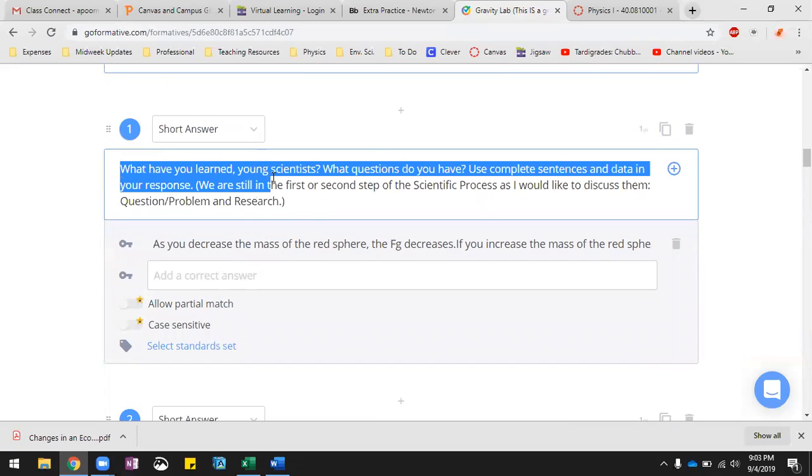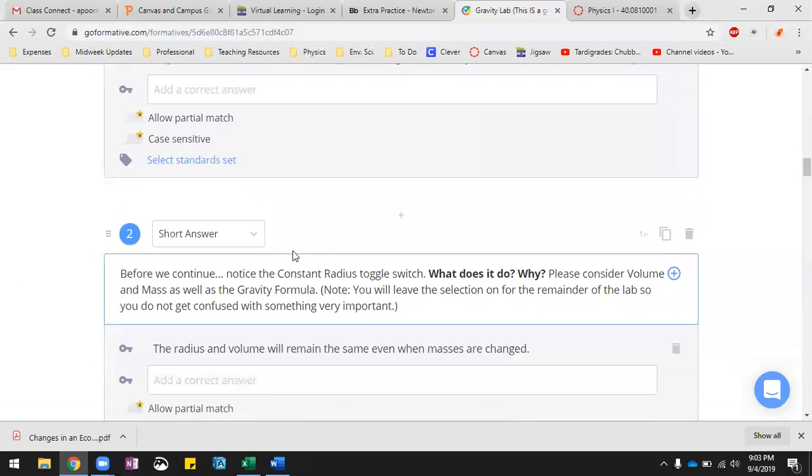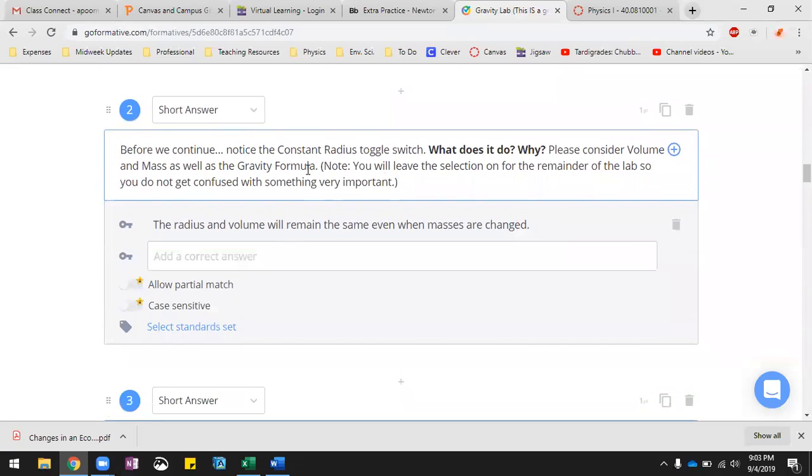All right. So what have you learned? Well, I don't know what questions you might have, but something that I've learned is if I decrease the mass of the red sphere, the force due to gravity decreases. But if you increase that mass, then the force due to gravity increases.